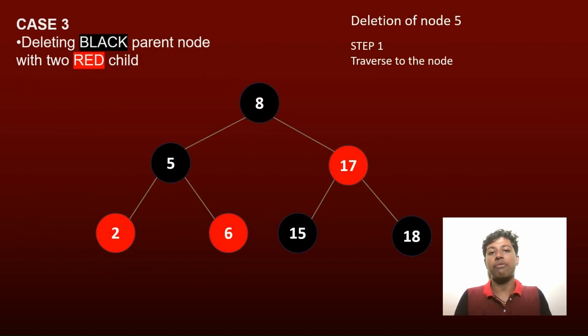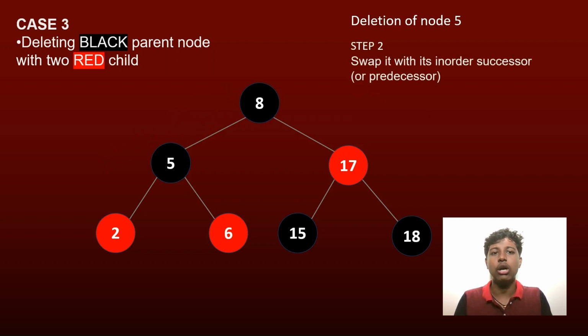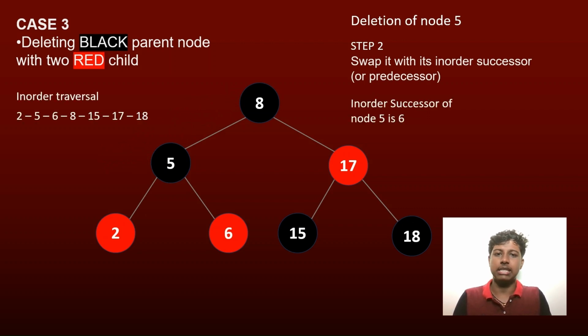We have to delete the node 5. So we have to traverse to node 5 first, and we start from the root node 8 as usual. Then since 5 is less than 8, we traverse to the left subtree. Now we have reached the node 5. Now step 2 states that we have to swap it with the in-order successor or predecessor. Here I am swapping it with its in-order successor. As we saw earlier, the in-order successor of 5 is 6. So we will just swap 5 and 6.